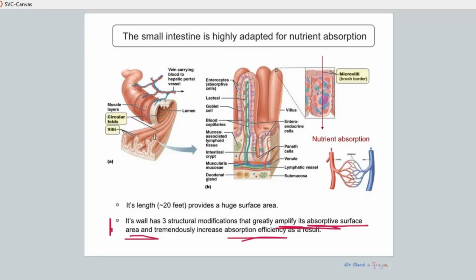So let's look at these 3 modifications. I'll show you them right here. The first thing are these circular folds. So the lining of the small intestine isn't necessarily smooth. It has these folds in it. So that's the first modification. And then if you look at these folds, you have these little finger-like projections that are found on these folds that are called villi. That's the second one. And that's what we're taking a look at right here.